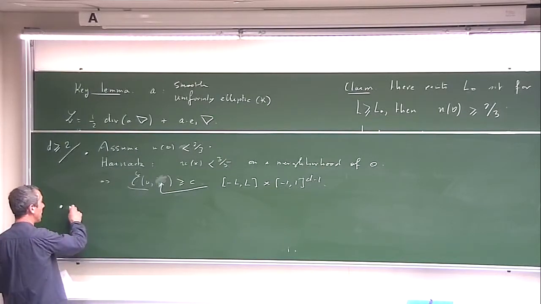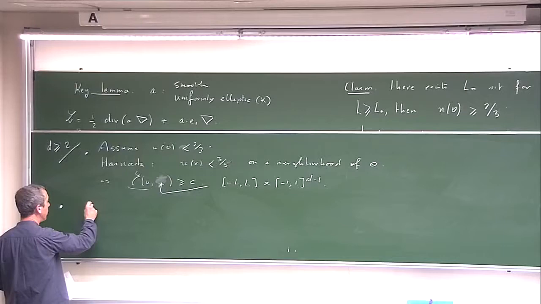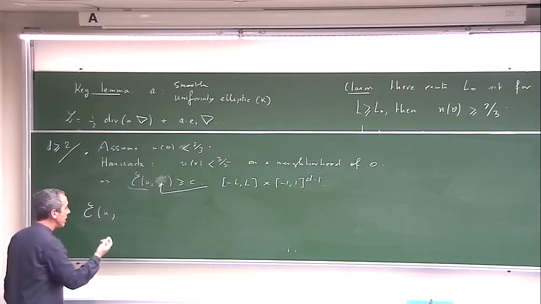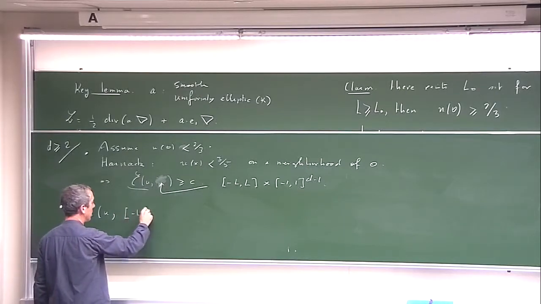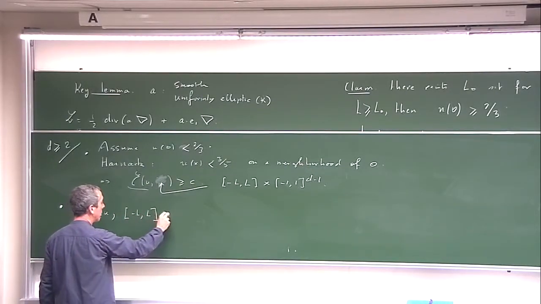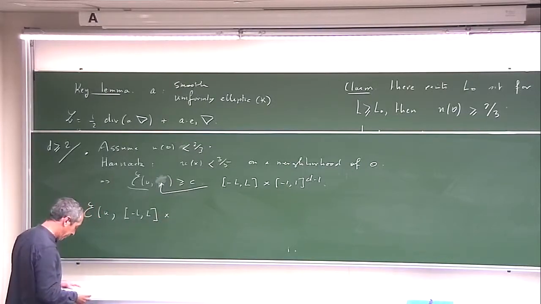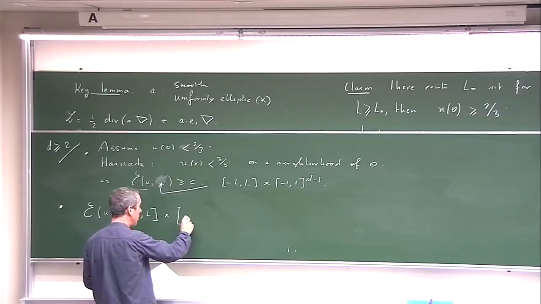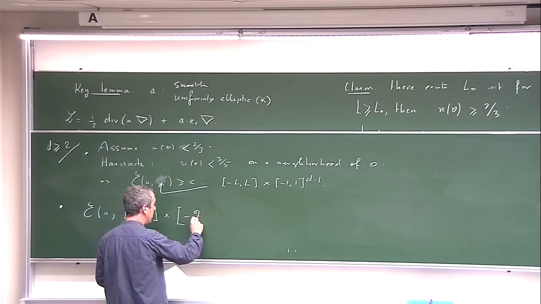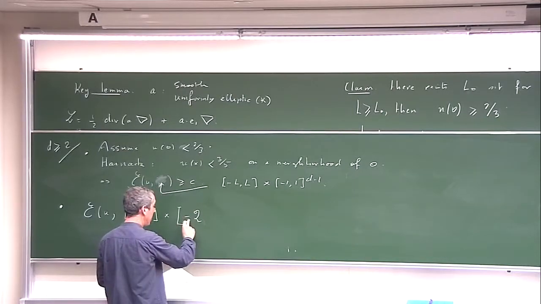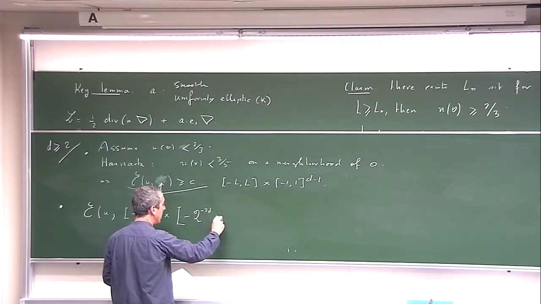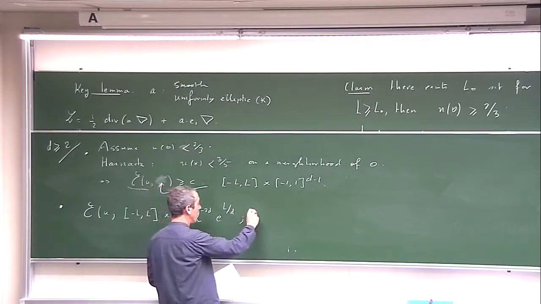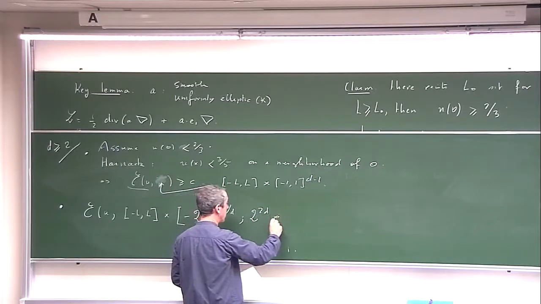More precisely, we will prove that if you look at the energy of U in a set like this, minus L cross a box. Now, if I'm not mistaken with my computation, the set we will arrive at has this form: minus 2 to the power minus 2d times exponential L over d, and 2 to the power 2d exponential L over d.